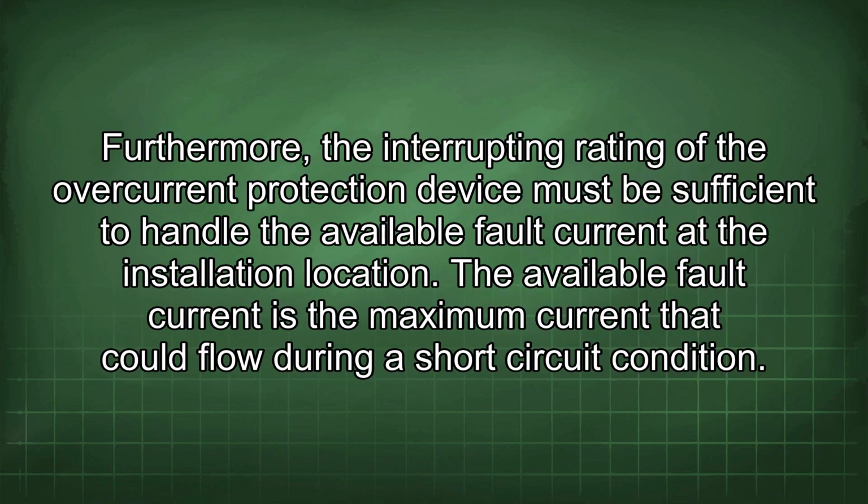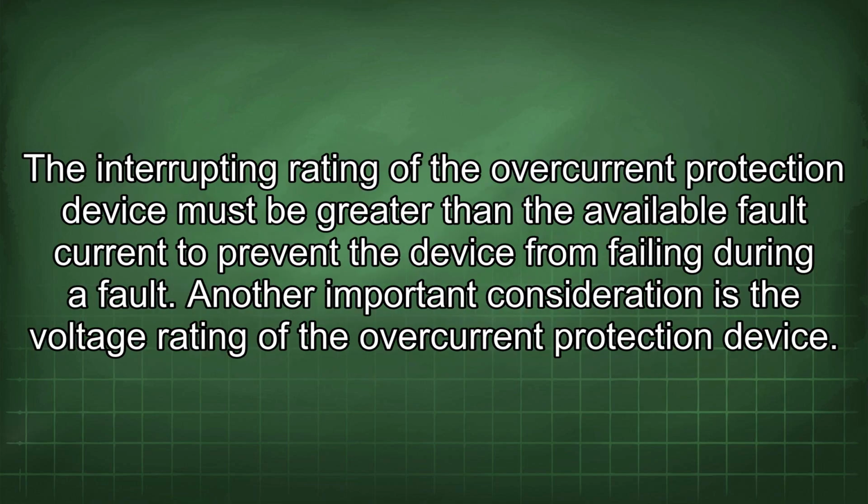Furthermore, the interrupting rating of the overcurrent protection device must be sufficient to handle the available fault current at the installation location. The available fault current is the maximum current that could flow during a short circuit condition. The interrupting rating of the overcurrent protection device must be greater than the available fault current to prevent the device from failing during a fault.